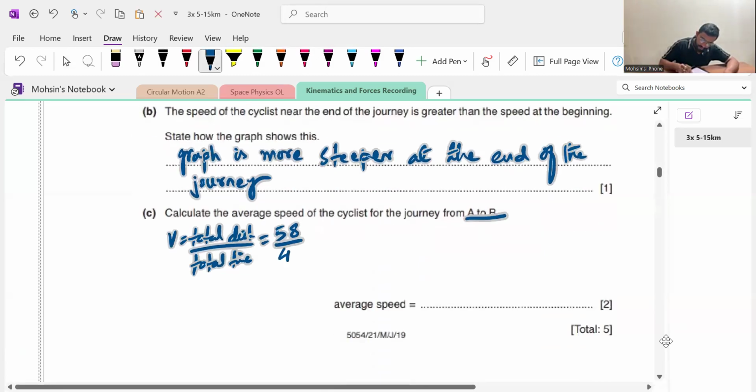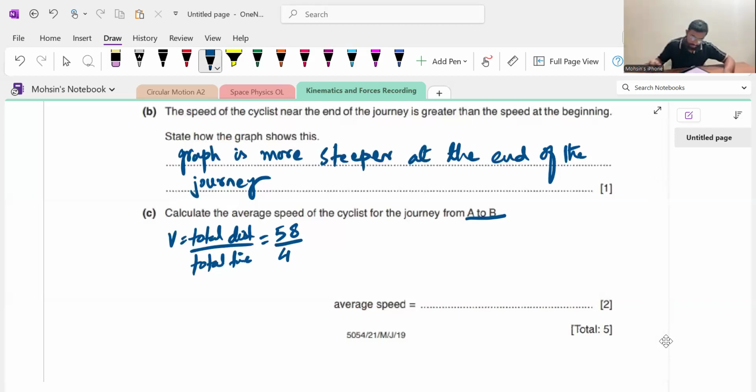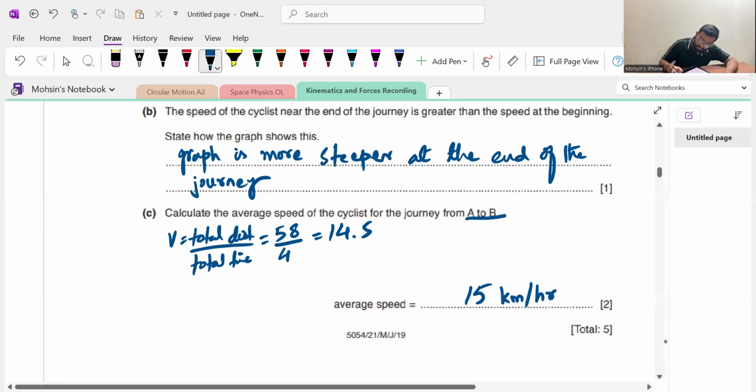So 58 divided by 4, it is 14.5. So I can write 15, not meter, not meter per second. Distance was in kilometers, so kilometer per hour. I hope it is clear to you.